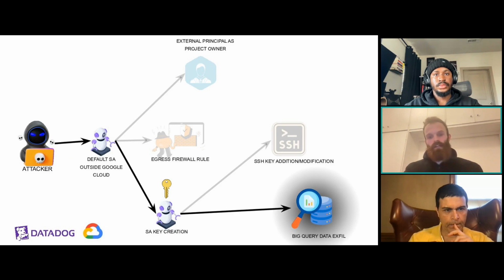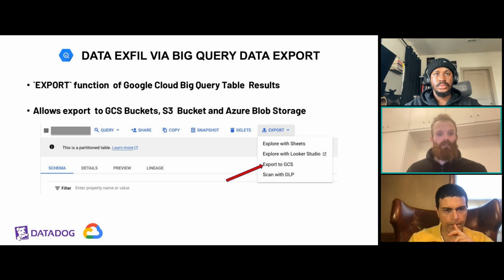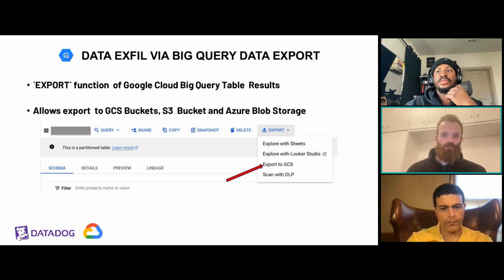Then lastly, we're going to touch on an exfiltration technique via Google Cloud BigQuery. So BigQuery is Google Cloud's fully managed data warehouse. It's used by a lot of organizations to store a lot of sensitive data, and therefore it's a really good target for most attackers. So we're just going to look specifically at BigQuery's export function to cloud storage. So an attacker with the correct permissions can export this table data to a Google Cloud storage bucket in a project that they own, an AWS S3 bucket, or even Azure Blob Storage.